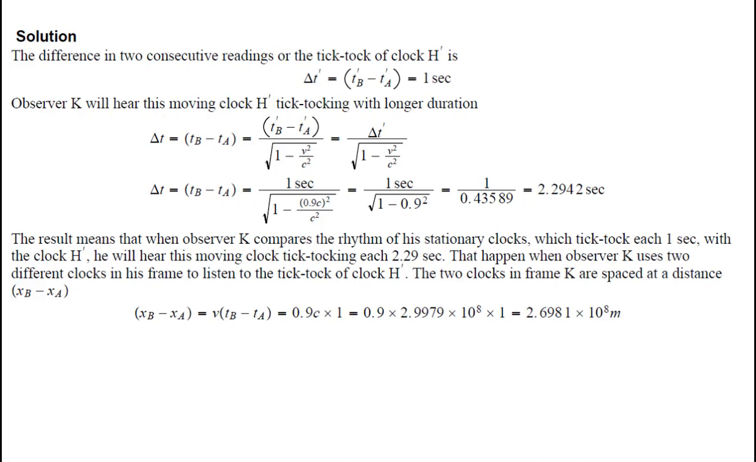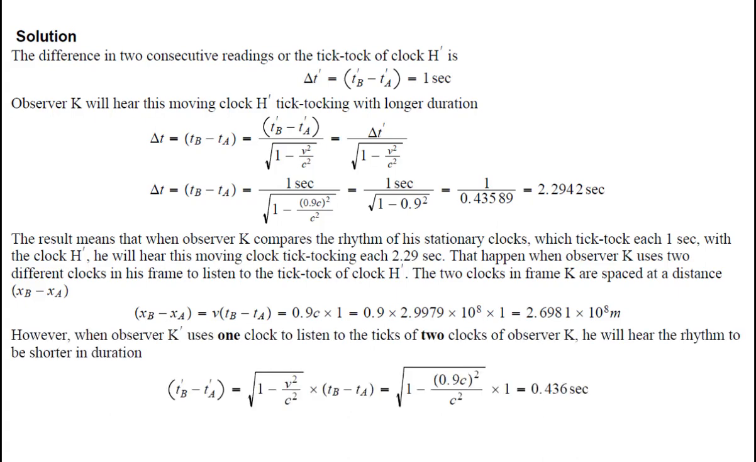That happens when observer k uses two different clocks in his frame to listen to the tick-tock of clock h prime. The two clocks in frame k are spaced at a distance xb minus xa. And we obtain delta x equals 2.6981 times 10 to the power of 8 meters.